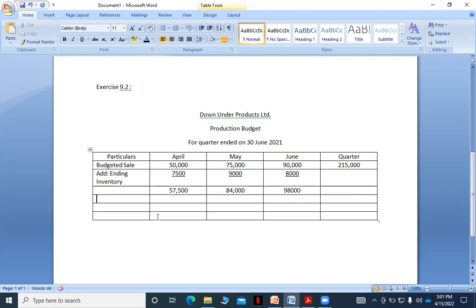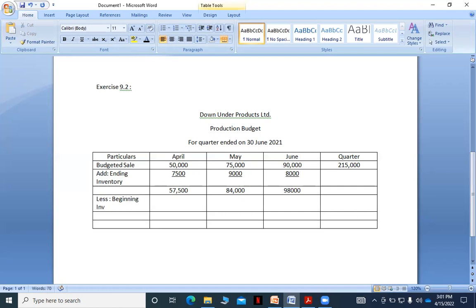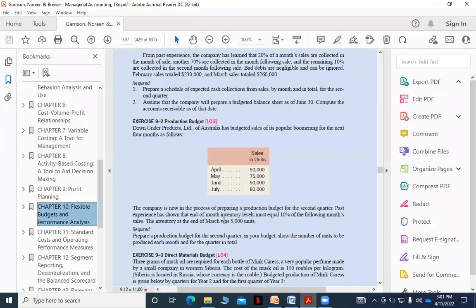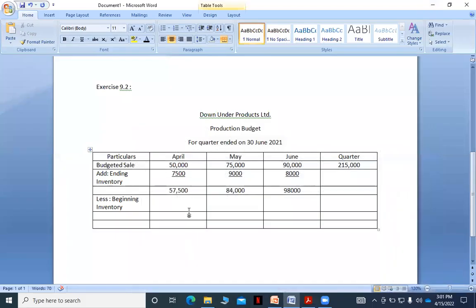Now we'll deduct the beginning inventory, less beginning inventory. So beginning inventory for the April, it is given on your question. First one will be given on your question. That is the inventory at the end of March was 5,000. So April month beginning will be 5,000. So we'll deduct 5,000 from here, 5,000.